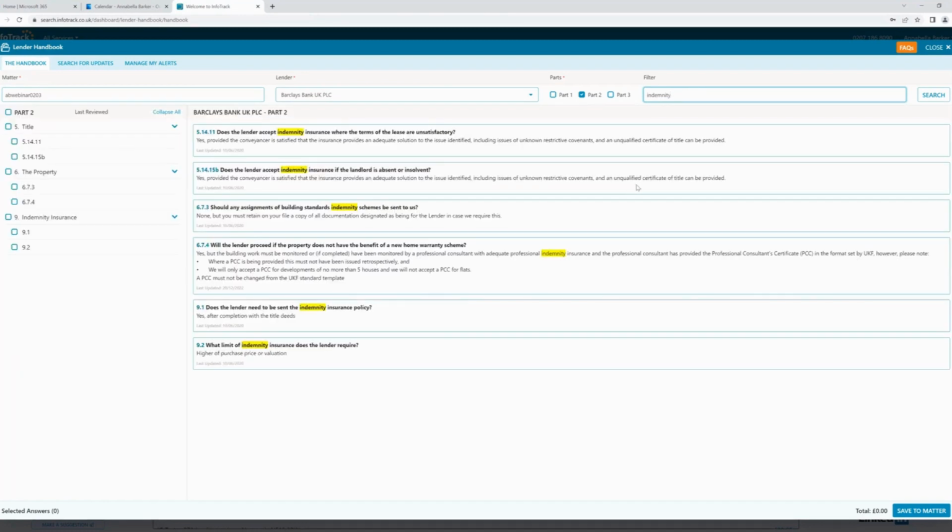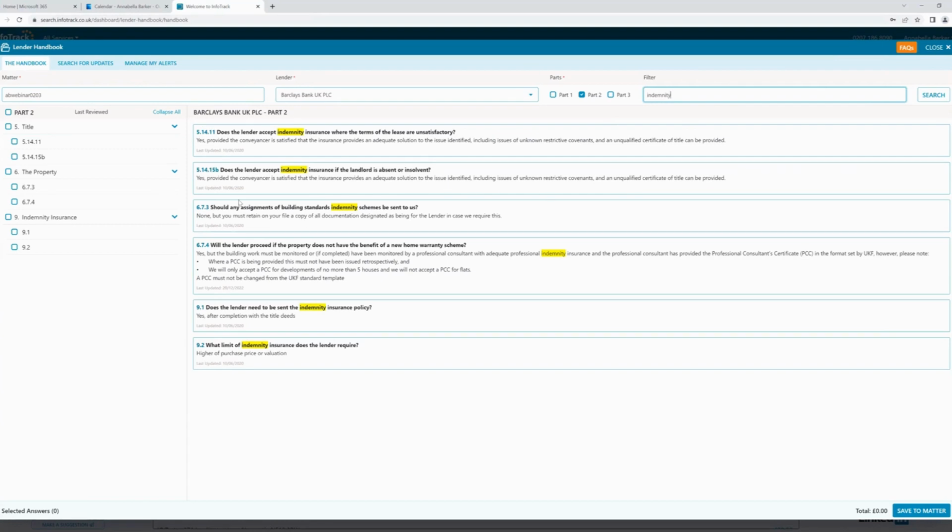We have spoken to firms about how they use the handbook, and a lot of them explain that they need to save the lender's answer to their matter, both to demonstrate that it has been checked and also to capture the requirements at that time in case they change. To help with this, we built the review feature, which will allow you to select any or all of the answers under parts 1, 2, and 3 and save them to your file.